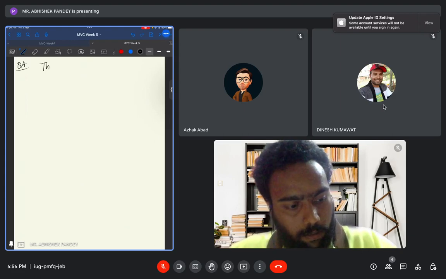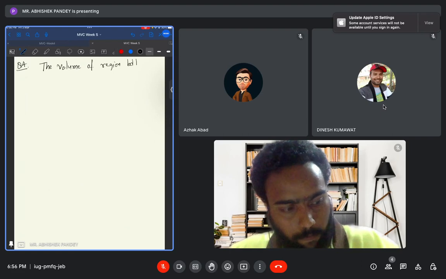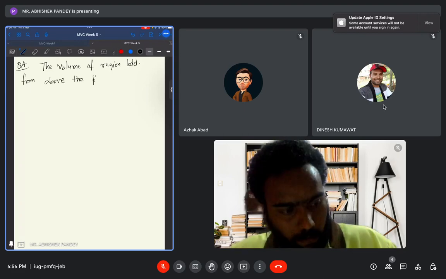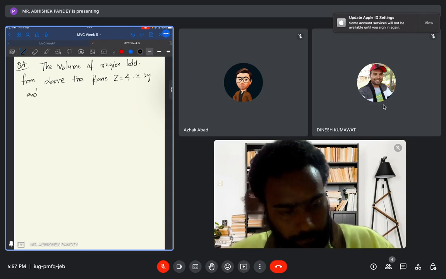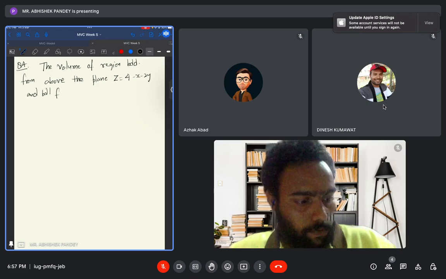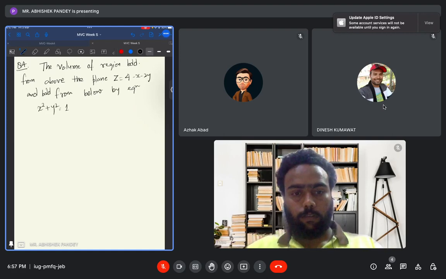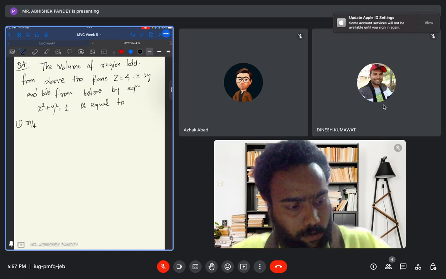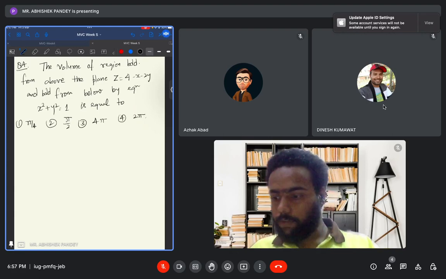So the question is: the volume of the region bounded from above by the plane z equals 4 minus x minus 2y and bounded from below by the equation x square plus y square equals 1 is equal to: first one is pi by 4, second one is pi by 2, third one is 4 pi, fourth one is 2 pi. Okay, so this we need to calculate.